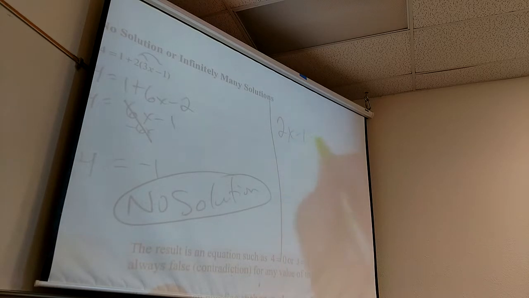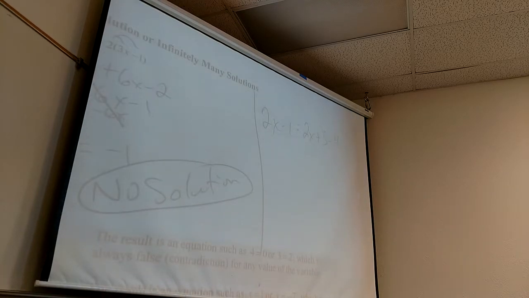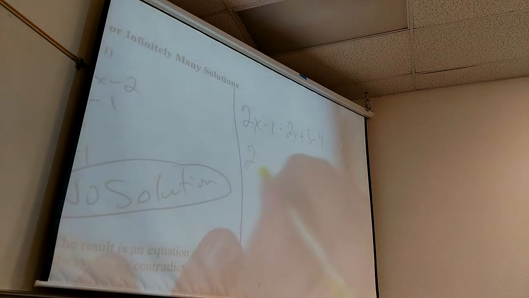2x minus 1 equals, what are you going to say, Jeff? 2x plus 3 minus 4. Right? So let me just solve this with you. 2x minus 1 equals, what's 3 minus 4? Negative 1. How do I get rid of my x's? I would subtract 2x. So they all die. So what do I end up with?